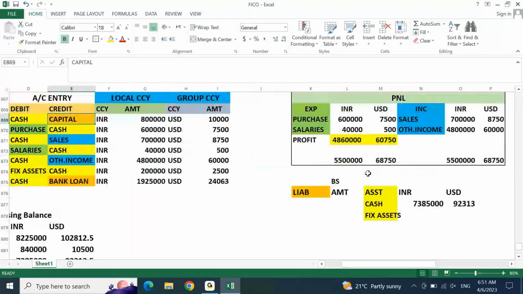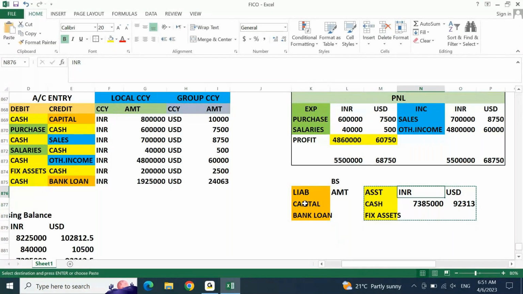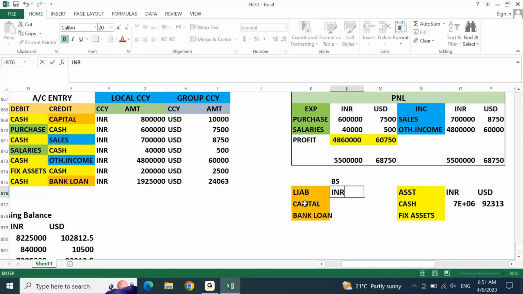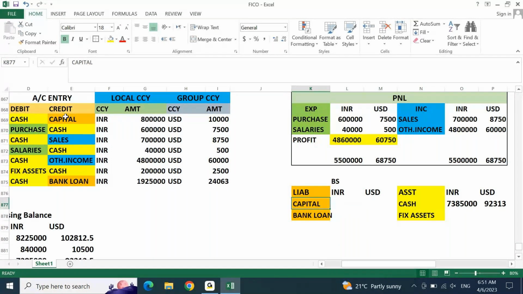What liabilities we have? Capital and bank loan. Put capital and bank loan. Here I'll put INR, dollar. What is capital in INR? This value. Capital in dollar is this value. Take this number, place this here. Bank loan, this is your INR, this is your dollar. Copy this, put this here.